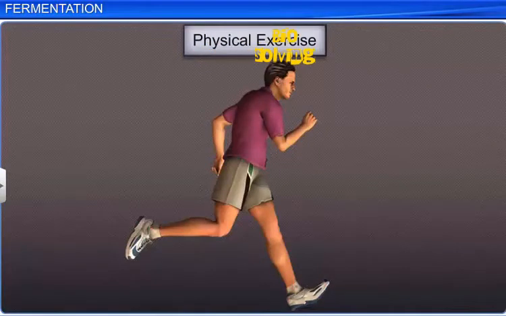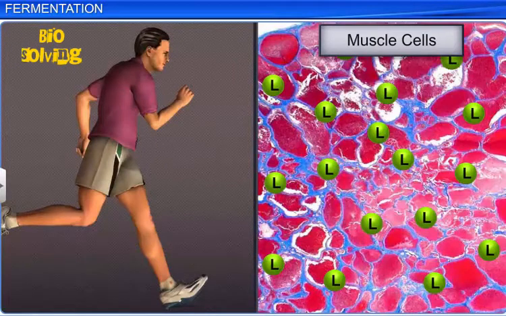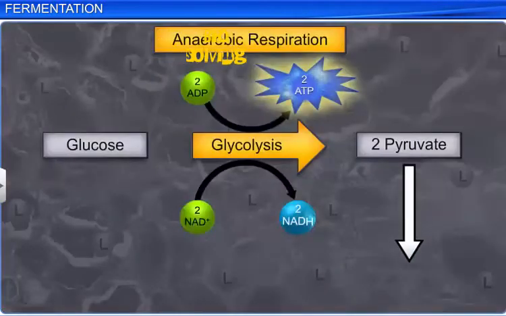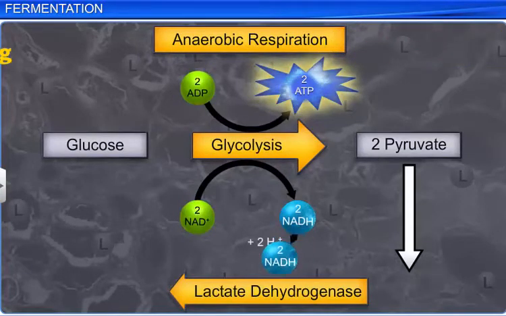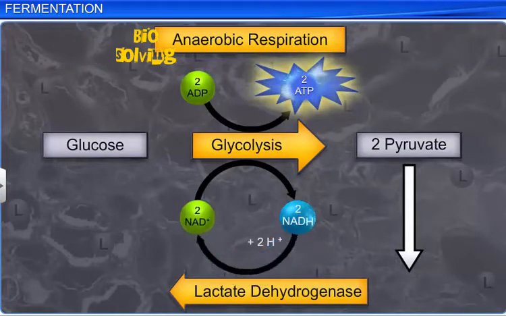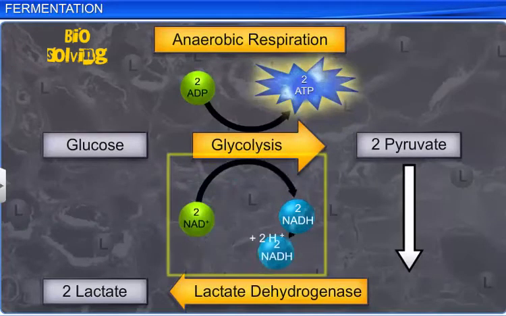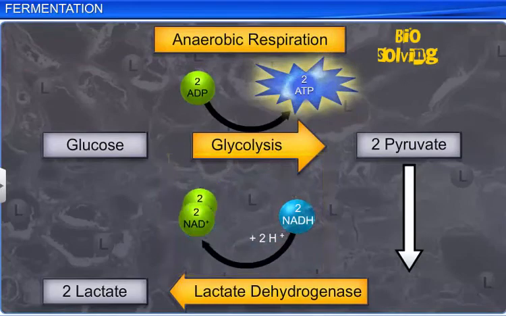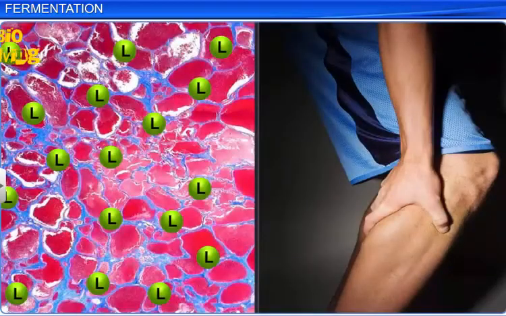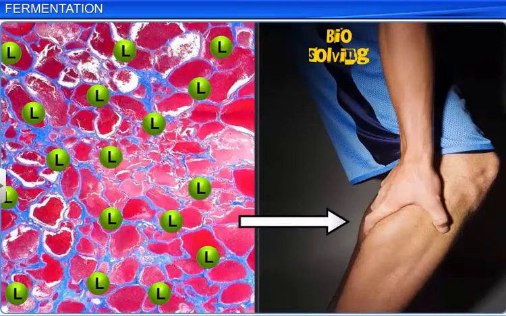During physical exercise, muscle cells undergo anaerobic respiration. The enzyme lactate dehydrogenase uses NADH to reduce the pyruvate molecule to lactate. In this process, NADH is reoxidized to NAD and used in the glycolysis pathway. The accumulation of lactate is the reason for the stiffness in the muscles when you exercise.